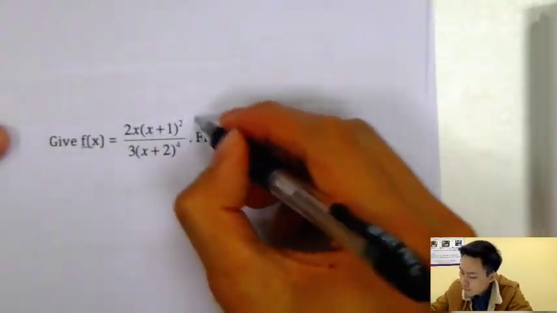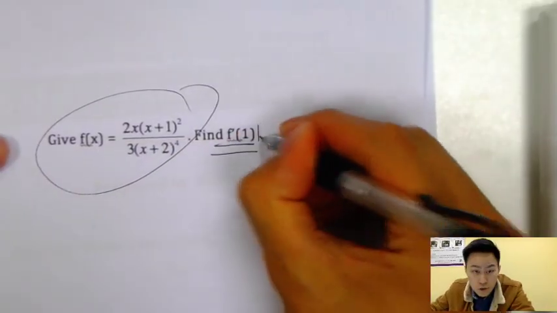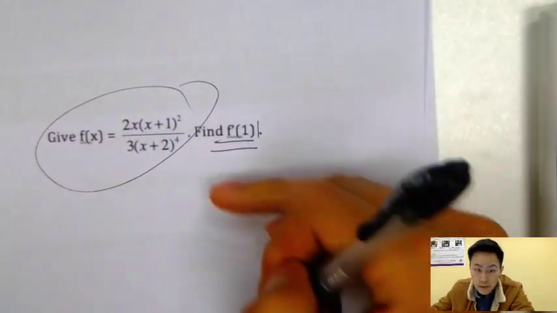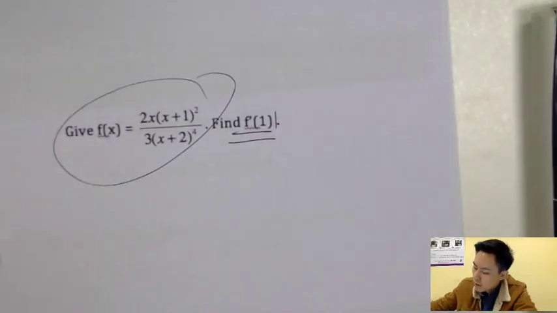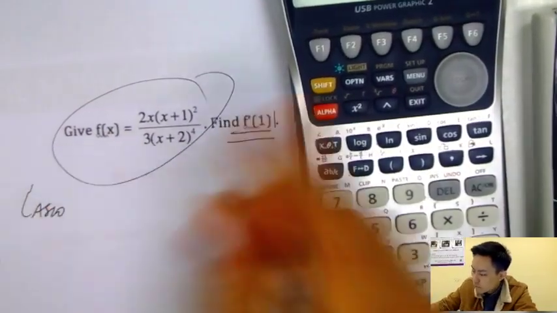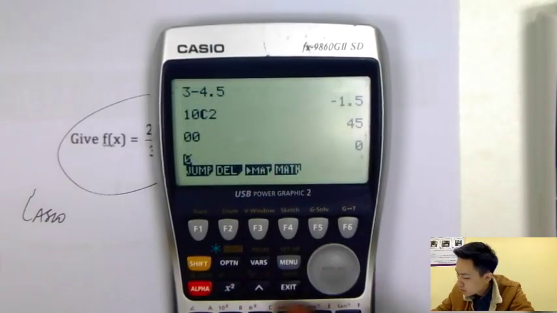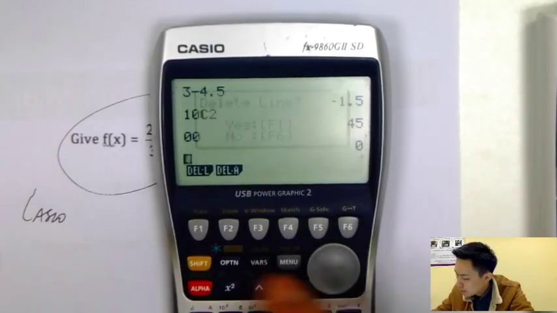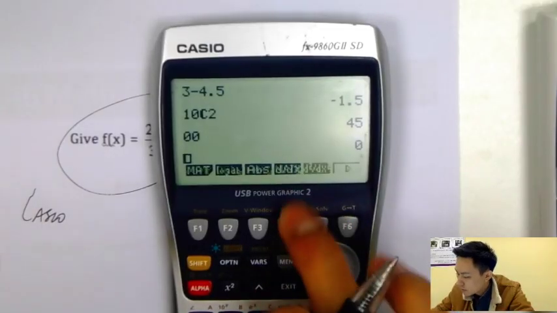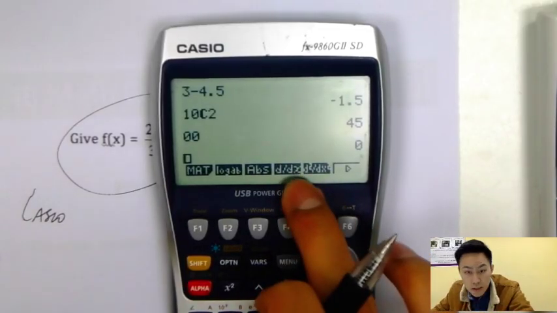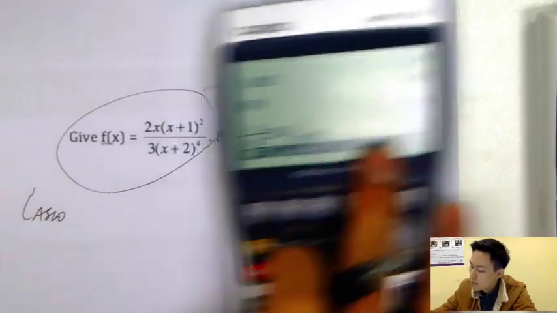Okay, so if I give you a function like this, find the differentiation without solving it by hand, just by using a GDC. So for a Casio model, you can just go to the main screen here. You go to math, and you will see d over dx. Yeah, so that means differentiation.